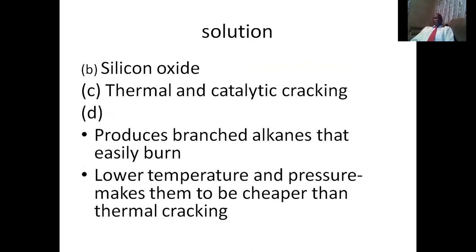And so I thought you would look at the alkenes, how we can manufacture them. So in the next lesson, we'll look at the properties of alkenes as well as how they react.